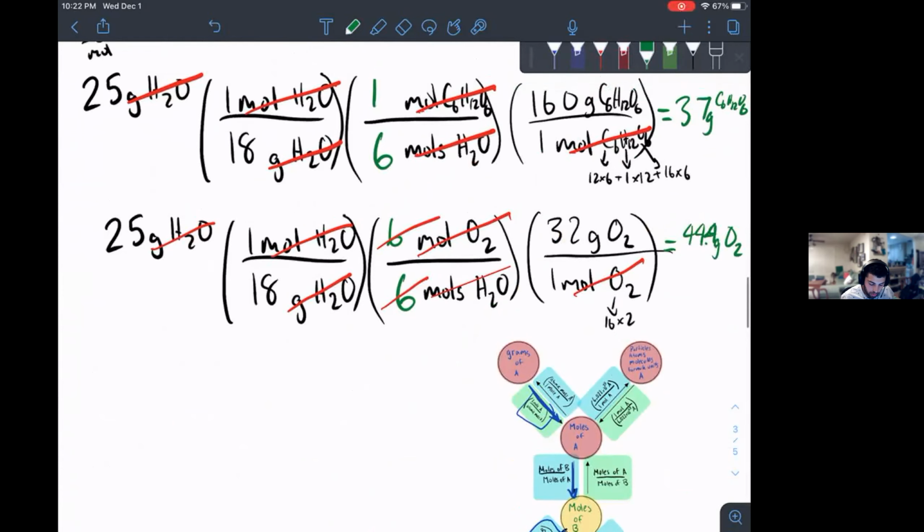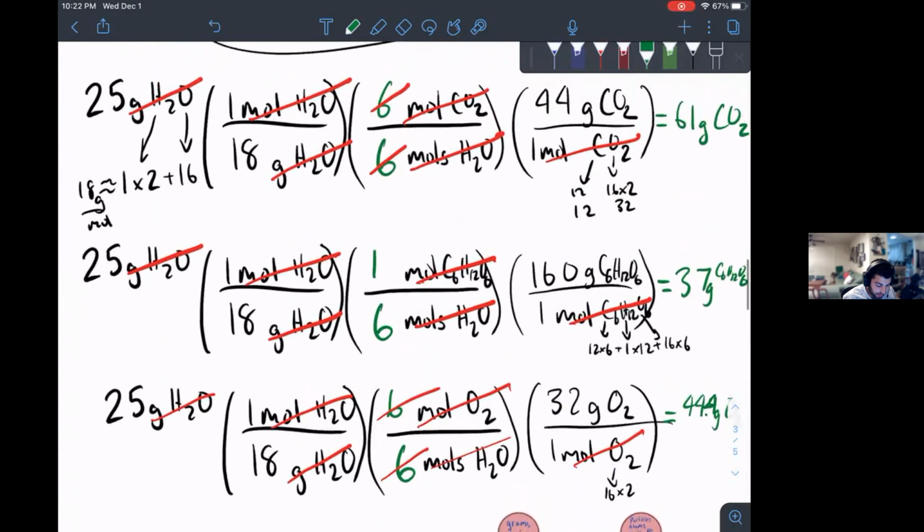And that's how we do all our stoichiometry. Like I said, this is dimensional analysis. So one thing I want y'all to take note of is we converted grams to moles of water, moles of water to moles of carbon dioxide, moles of carbon dioxide to grams of carbon dioxide, and our answer was grams of carbon dioxide, the only unit that wasn't canceled out.